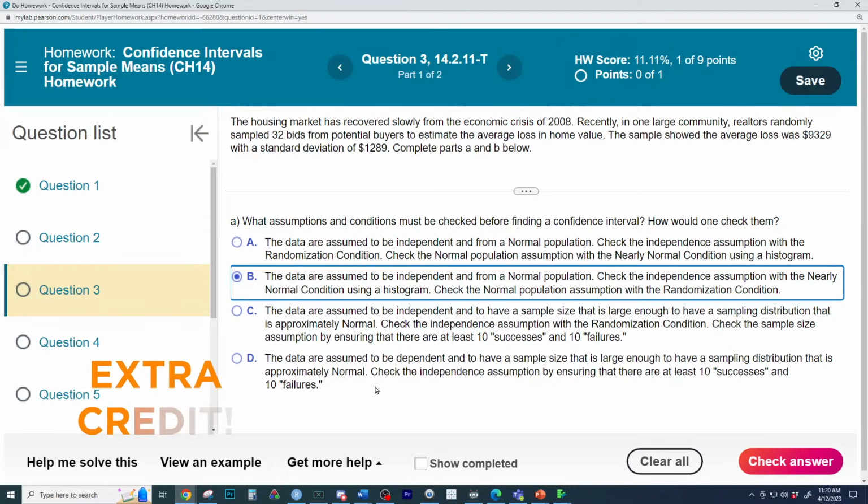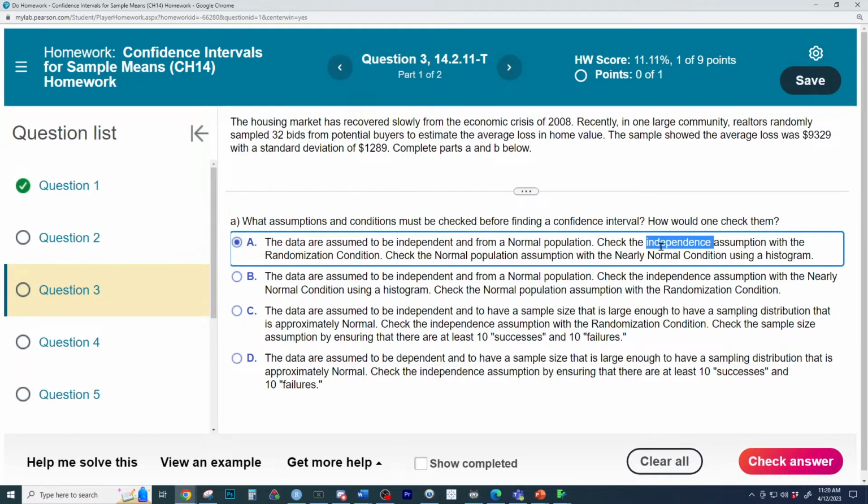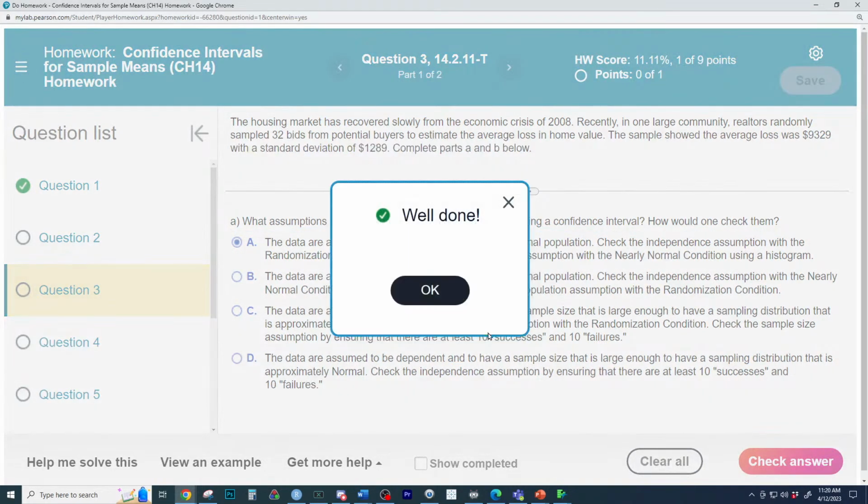Once again, with quantitative data, we are going to be doing the nearly normal condition. So let's take a look. The data are assumed to be independent and from a normal. Check the independence assumption with the randomization. Sometimes my Pearson puts randomness checked with independence. We just call it randomness. So if it is random or independent, we're basically good, i.e. things that are independent are going to be random. And so that narrows it down to this right here.